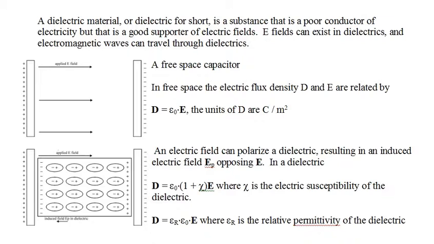A dielectric material, or dielectric for short, is a substance that is a poor conductor of electricity, but that provides a good support for electric fields. For example, free space. Electric fields can exist in dielectrics, and electromagnetic waves can be propagated in dielectrics. Examples of solid dielectrics include porcelain, glass, and most plastics.